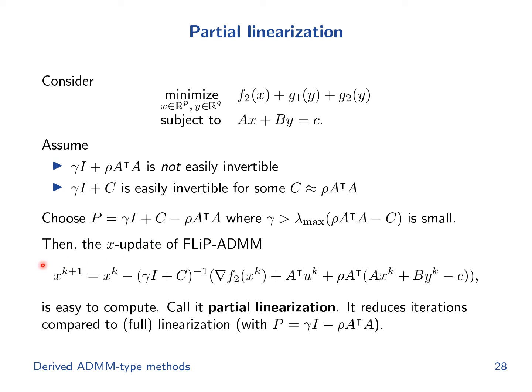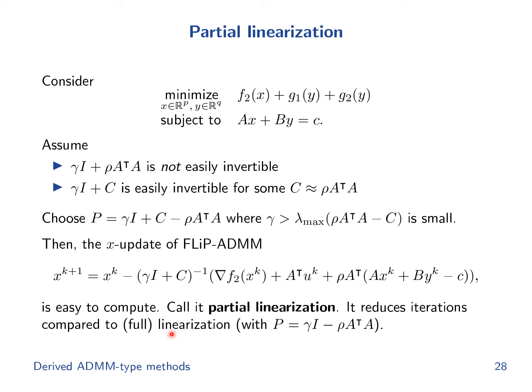Then applying FLIP-ADMM with this matrix P, we get this x update, in which we access the gradient of f2, we access A and A transpose multiplying a vector, and invert this matrix that's easy to invert. So this step is easy to compute. This is what we call partial linearization, and this can also be applied to the y problem.